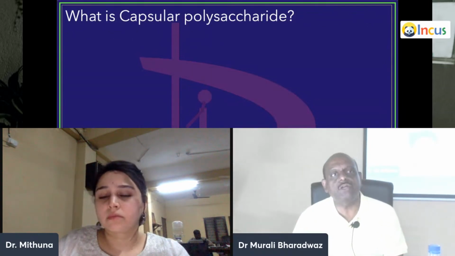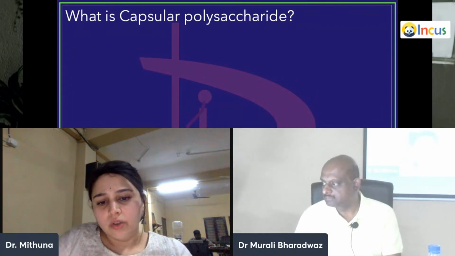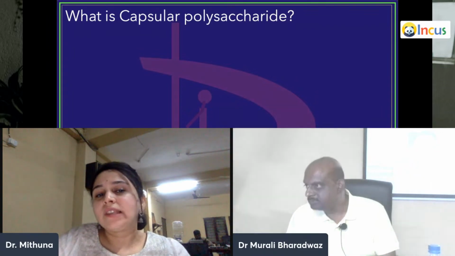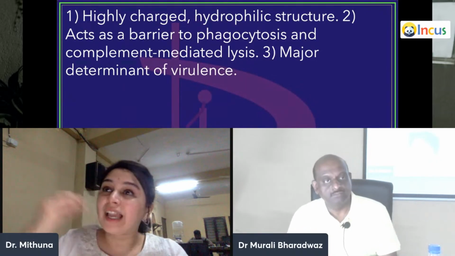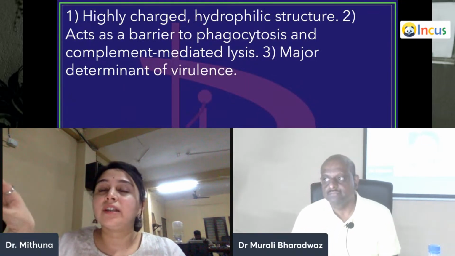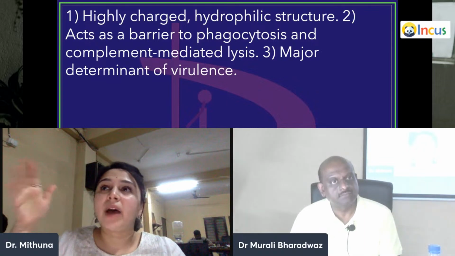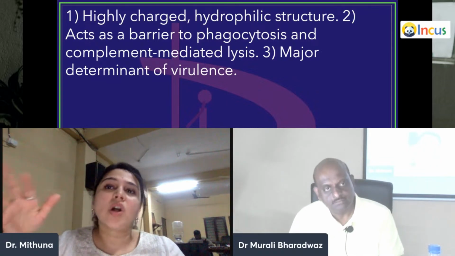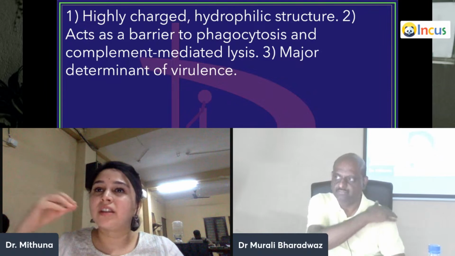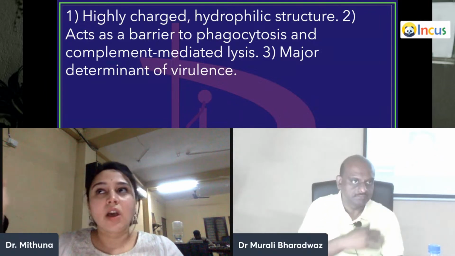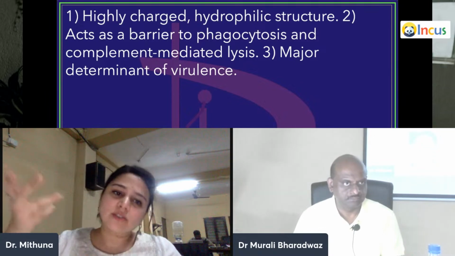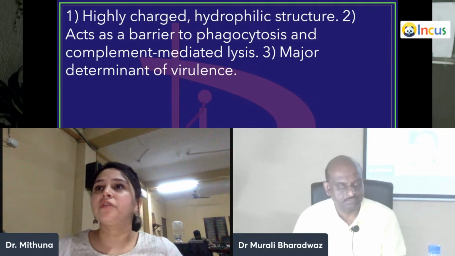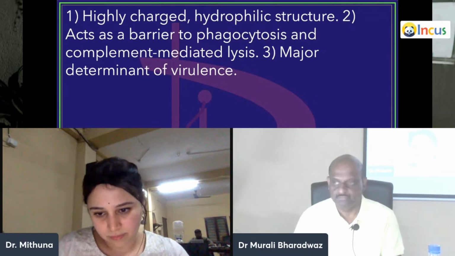What is a capsular polysaccharide? Capsular polysaccharide is what is responsible for preventing phagocytosis. It's highly charged, it's hydrophilic, it is water loving. It acts as a barrier to phagocytosis and also complement mediated lysis. So it doesn't allow the complement to come and lyse it, it doesn't allow the macrophages to eat it. And it is also one of the major determinants of the virulence of the bacteria.